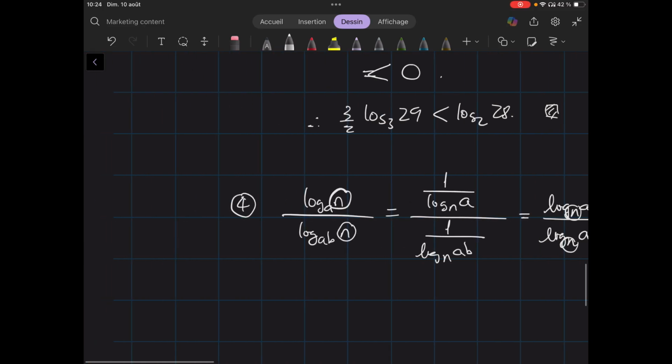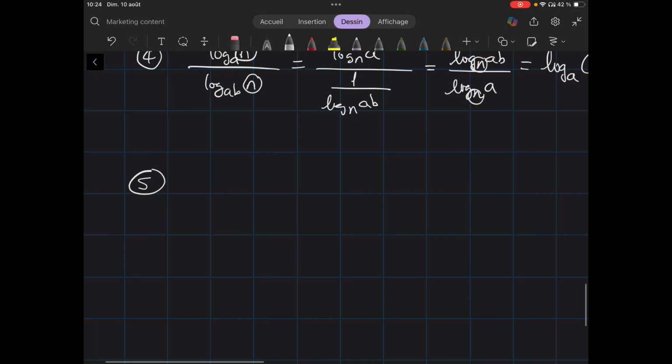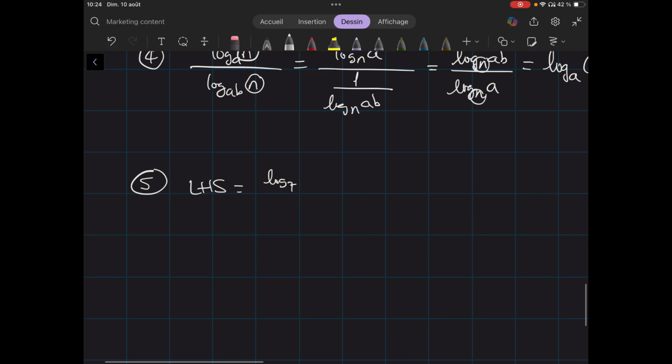Question 5. When you see such an intimidating expression, do not fret. Tackle it one part at a time. You will get the marks for the parts that you are able to solve. Let's start with the left-hand side. Log base 7 of 175 minus log base 7 of 10... minus 1, divided by log base 7 of 10.